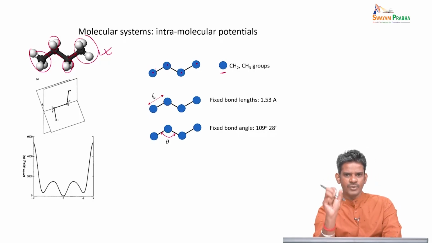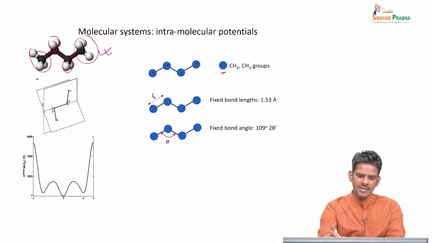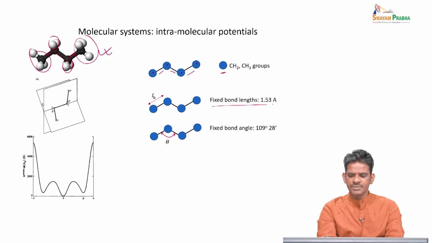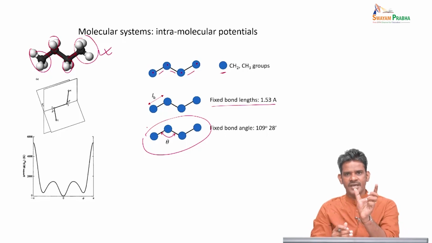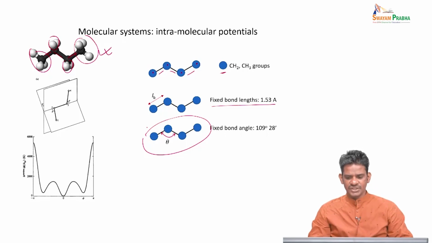CH2 and CH3 are combined as one single unit, and they are connected by a rigid bond of a certain length. So the bond lengths are fixed, and the bond angle is also fixed. That means the bond angle cannot fluctuate and the bond length cannot fluctuate, so they are semi-rigid in that sense. You can see that the bond angle is fixed at 109.28 degrees, and the bond length is fixed at 1.53. The only thing that was allowed is a rotation about one particular bond.